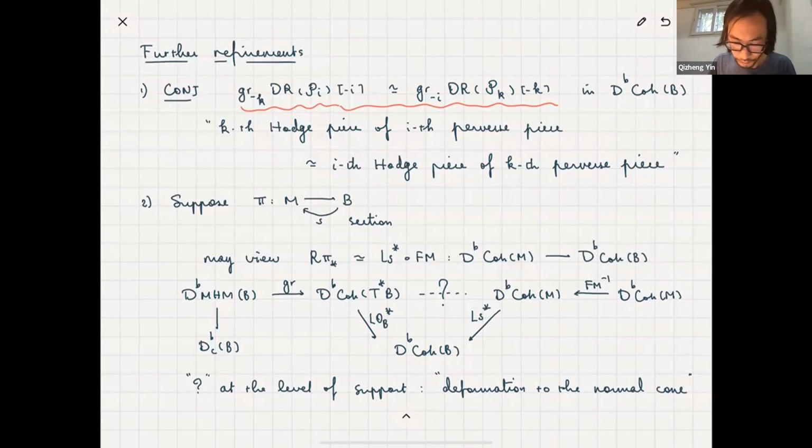So this seems complicated, but in simple words, it says that if you're interested in all these Hodge pieces of perverse sheaves, then the kth Hodge piece of the ith perverse piece will equal the ith Hodge piece of the kth perverse piece. So there's a symmetry between I and K. In all the previous examples, we can also show this version of the conjecture. And then the second possible refinement is more conceptual.